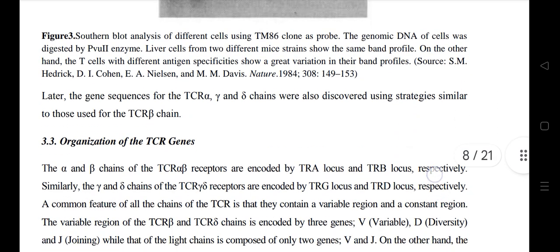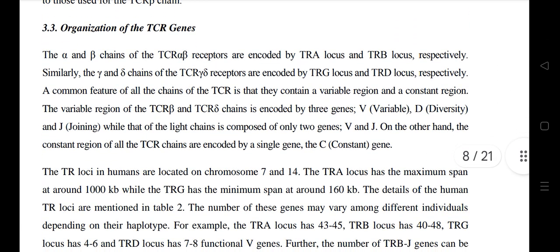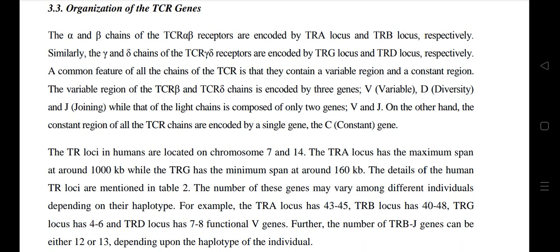Now, the organization of the TCR genes. The alpha and beta chains of the TCR alpha beta receptor are encoded by the TRA locus and TRB locus respectively. Similarly, the gamma and delta chains of the TCR gamma delta receptor are encoded by the TRG locus and TRD locus.